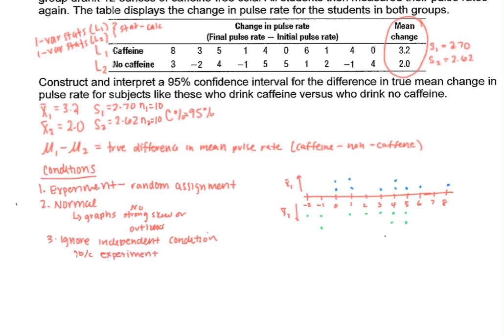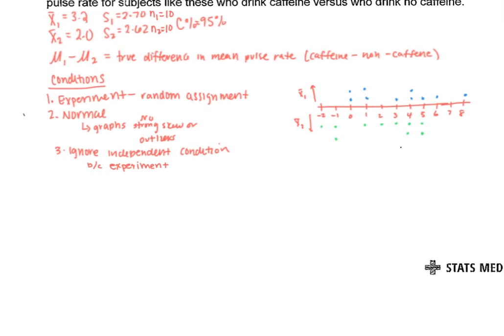Alright, so we've got all of our information stated. We have met the conditions, so now we can actually start constructing our confidence interval. So we know we're going to have statistic plus or minus critical value times the standard error. Our statistic is x bar 1 minus x bar 2 plus or minus t star times the standard error, the square root of s1 squared over n1 plus s2 squared over n2. And we have x bar 1, x bar 2, s1 and s2, n1 and n2, but we don't have t star, so we're going to have to get a t star here.